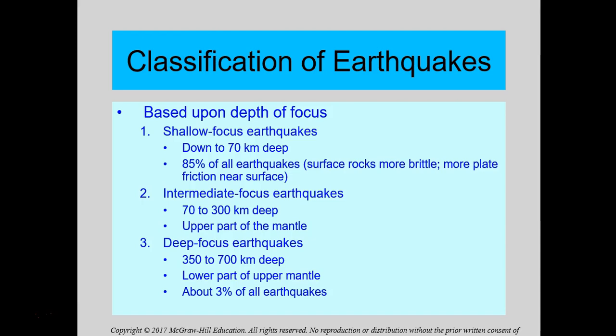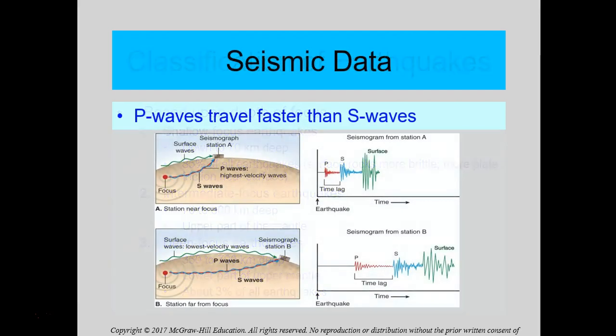Intermediate focus earthquakes are deeper than that, from 70 down to 300 kilometers, and occur somewhere in the upper part of the mantle. Deep focus earthquakes occur even further down, all the way to 700 kilometers. These occur in the lower part of the upper mantle and make up about 3% of all of the earthquakes that occur.